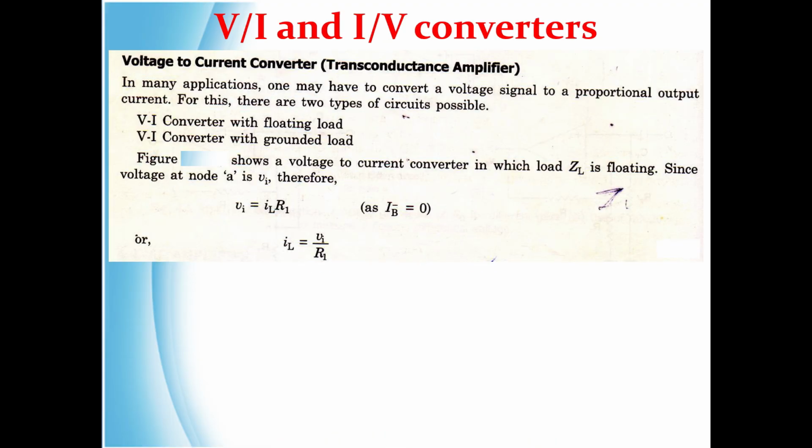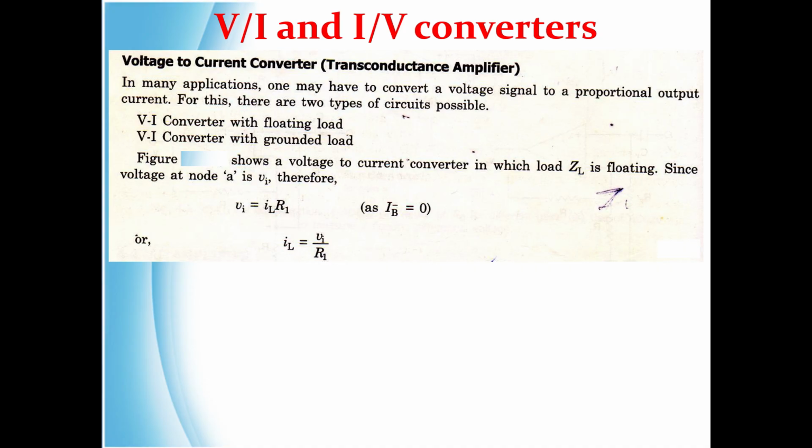In many applications, one may have to convert a voltage signal to a proportional output current. For this, there are two types of circuits possible: one is the V to I converter with the floating load, and the other is the V to I converter with the grounded load. The following figure shows a voltage to current converter in which the load ZL is floating.